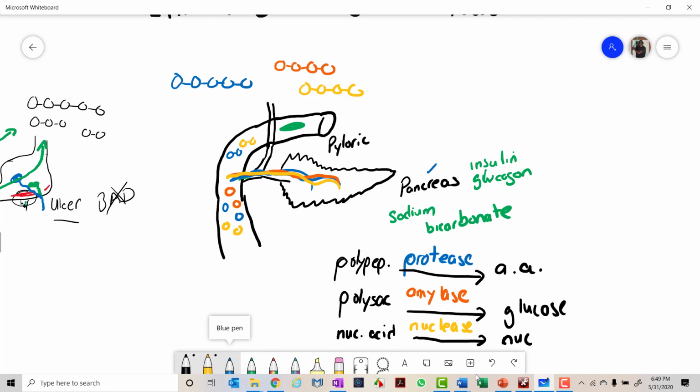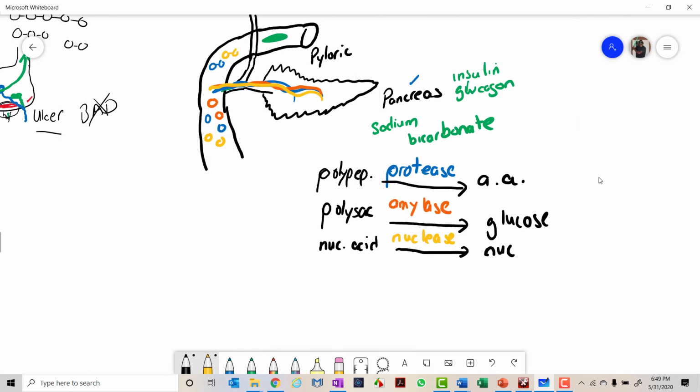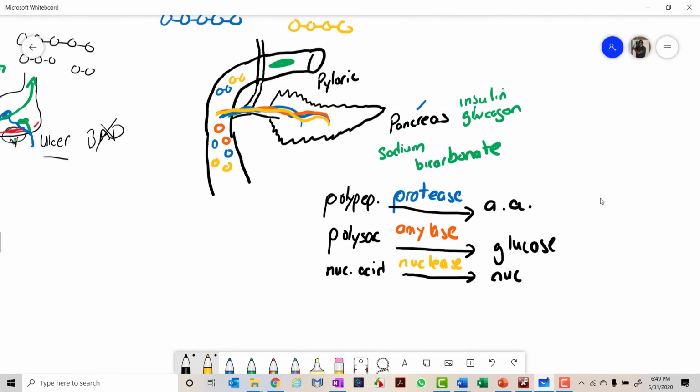So all these things are happening in the small intestine. So there's one thing missing. There's one thing I haven't actually brought into play here, and that is the lipid. So the lipid's a little bit different. So let's just finish with the pancreas.